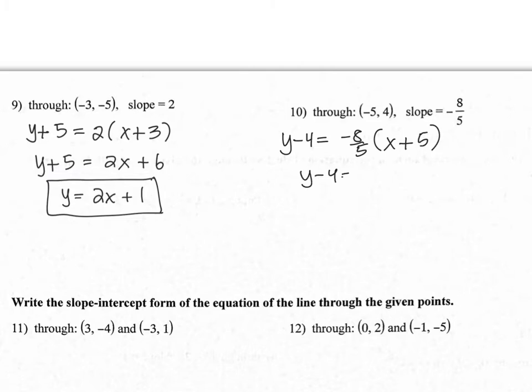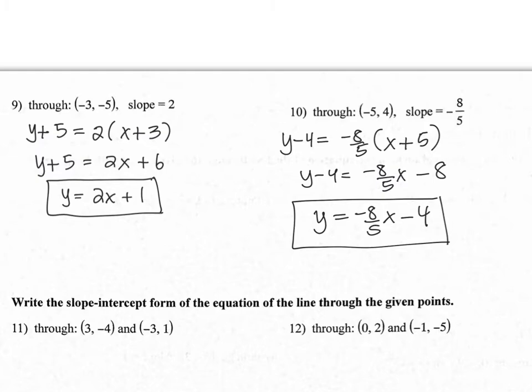So y minus 4 equals negative 8/5 x minus 8. And then if we add 4 to both sides, that gives us minus 4. Alrighty, there we go.